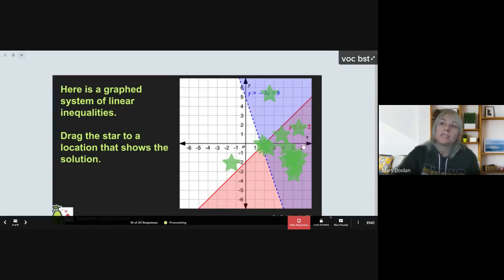I could even go to (6, 4) because it's on a solid line. I could not go to (3, -4). I wouldn't be able to use that point because this is a dashed line, but I could go to (3, -3) because that's within the purple. So you need to make sure your star is completely contained within the purple.